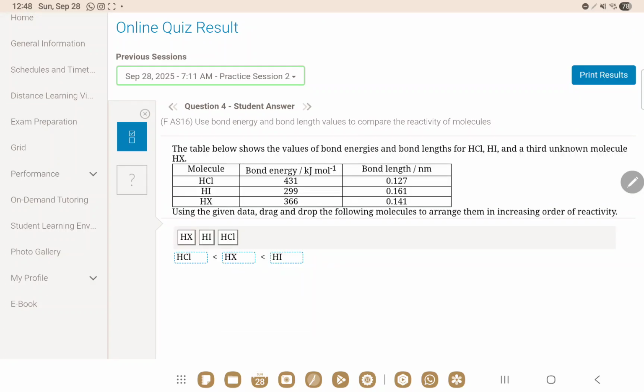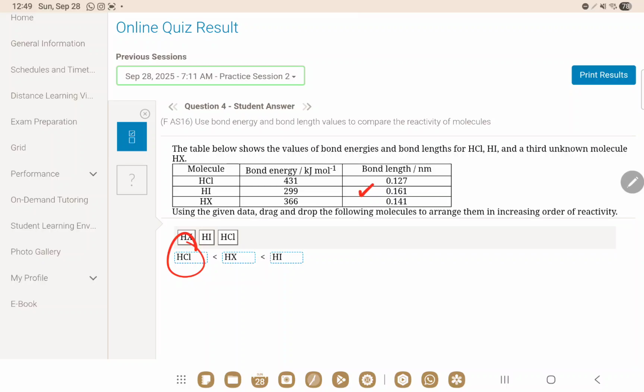Now, the table below shows the values of the bond energies and the bond lengths of HCl, HI, and the third unknown molecule HX. Order them in reactivity. You know the reactivity by the bond length. The shorter the bond length, the more force between them, the stronger the bond is pulling in the two atoms, so the less the reactivity. So when you have a higher bond length, you have a higher reactivity. HCl has the highest bond length, so it is the least reactive.